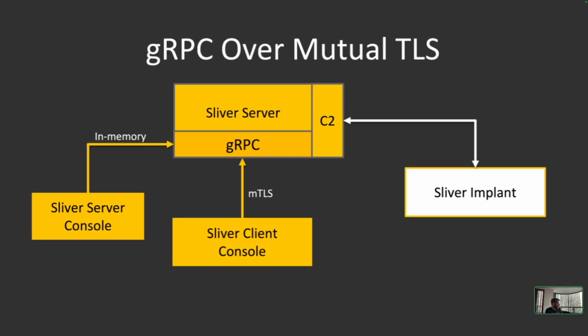We use gRPC for all of the operator and server communication. gRPC is basically just an RPC implementation of protobuf. Then we take those protobuf messages, and we use a lot of the same protobuf messages to talk to the implant, but they're encoded and encrypted using C2 protocol specific mechanisms. But on the operator side, it's all gRPC, still using mutual TLS.